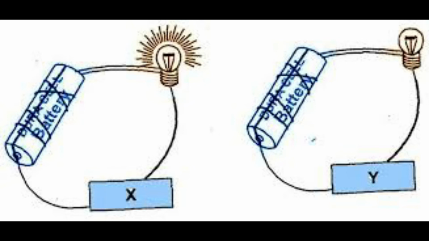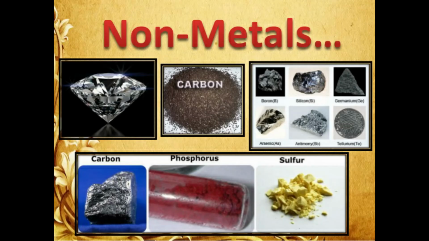Whereas graphite is an exception. When you take graphite in between, the bulb glows. This says that graphite is a good conductor of electricity. It is an exception of nonmetals. Non-metals are non-lustrous or non-shiny. They are very dull. Non-metals have a dull appearance.